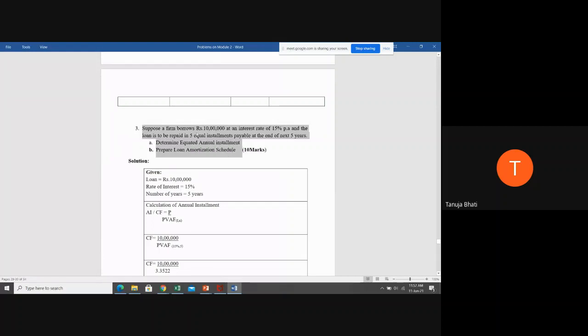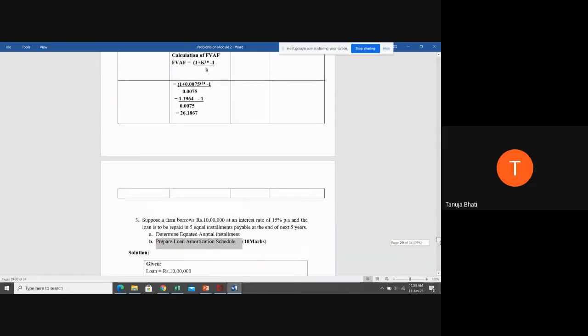Suppose a firm borrows rupees 10 lakhs at an interest rate of 15% per annum, and the loan is to be repaid in 5 equal installments payable at the end of the next 5 years. First of all, they're telling us to determine the annual installment, or the repayment principal, and the total payment. And second, determine the loan amortization schedule.